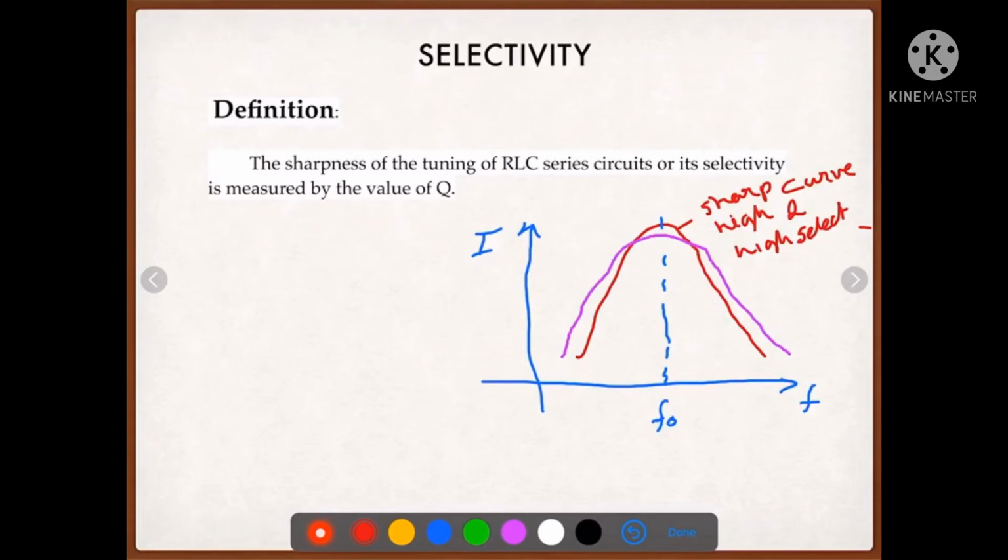Okay, and for a flat curve, low quality and low selectivity. So this is how, by knowing the quality only, we can tell how selective that specific circuit is going to be. So that's going to be sufficient for selectivity. You should not go into much detail on this topic.